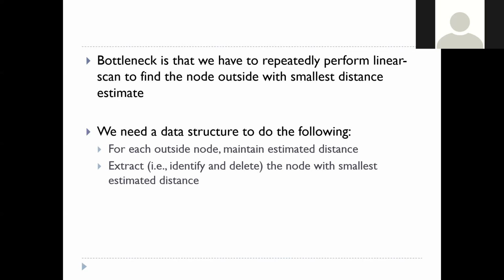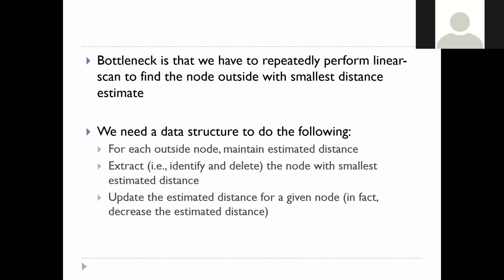And also, remember that in our code, after we take a new node U, when we explore it, we may update this estimated distance, okay? In particular, we have to update the estimated distance for a given node. In fact, since we only update it when we find a better distance, we only decrease the estimated distance, okay? So we're asking now, do I have a data structure to do this? Because this is what the algorithm needs, okay?